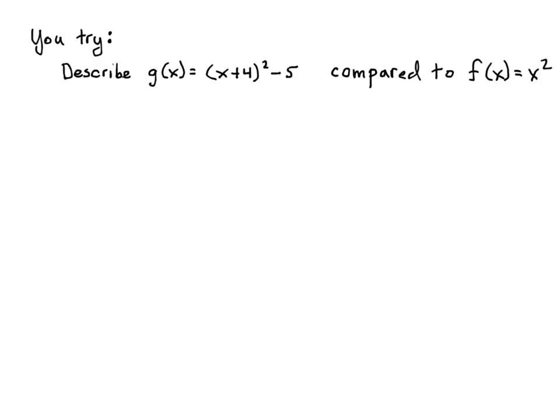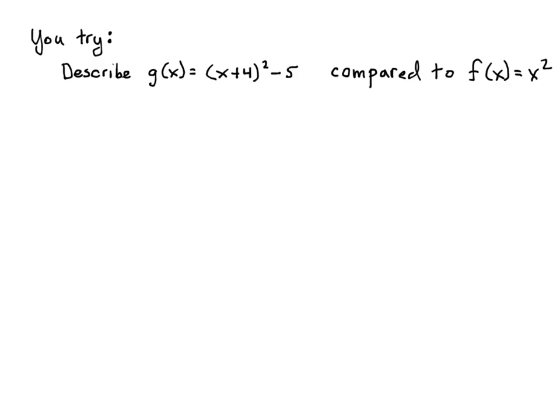So this differs from our toolkit function in the sense that in parentheses here we've added 4, and then outside of the function we've subtracted 5. Yes? It'd probably be to the right 4 and down 5. To the right 4 or to the left 4, right? Because remember, plus is left, minus is right. So you're mostly right, except this goes 4 units to the left and 5 units down.